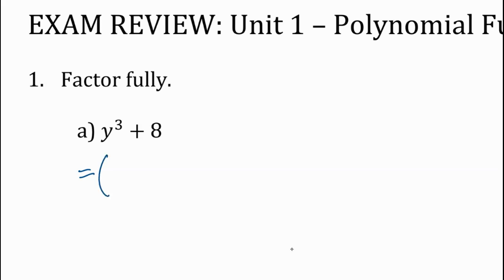So you take the cube root of the first term and the cube root of the second term. So, cube root of 8 is 2. And the sign between them is the same. If this was a difference of cubes, we'll see a difference of cubes coming up later, a bit of a harder one, but we'll see that after. If it was a difference of cubes, it would be y minus 2, right?